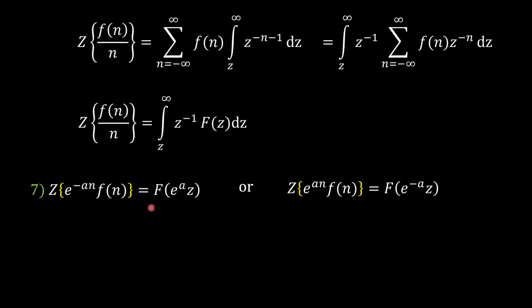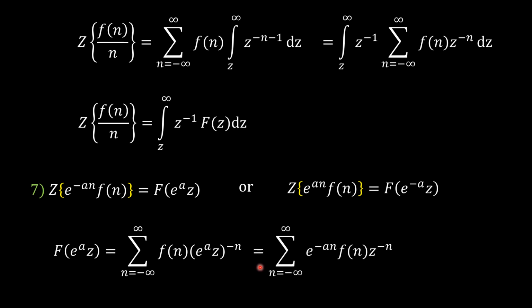So to prove this, we will consider the first one. So f of e raised to az is equal to, by the definition of z transform, summation n runs from minus infinity to infinity f of n e raised to a into z raised to minus n. So simplifying this, we will be getting summation n runs from minus infinity to infinity e raised to minus an f of n z raised to minus n, which is the required result. Means from the definition of z transform, this can be written as z transform of e raised to minus an f of n, which is the required property.